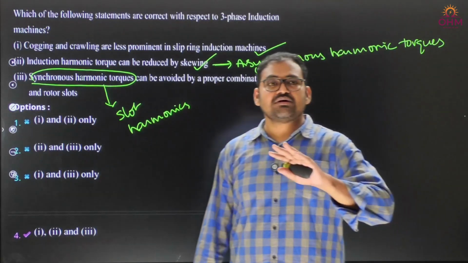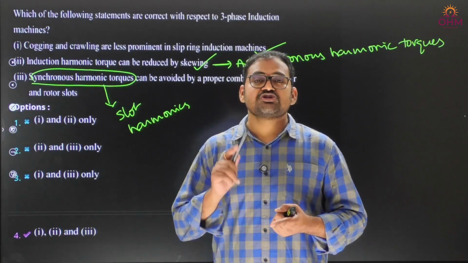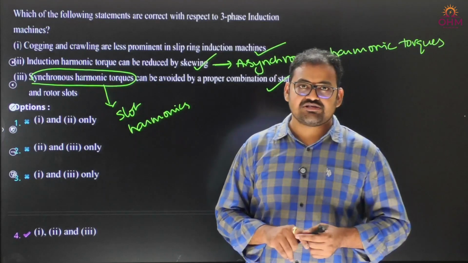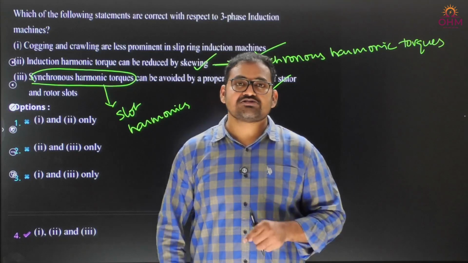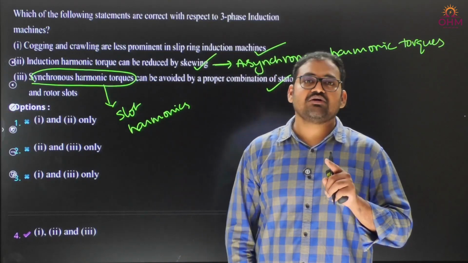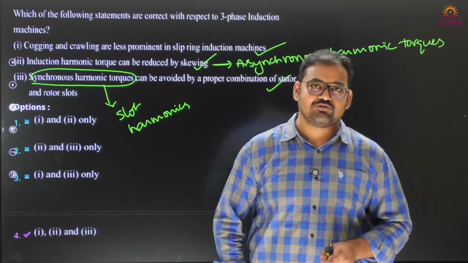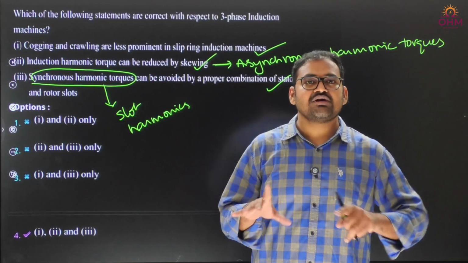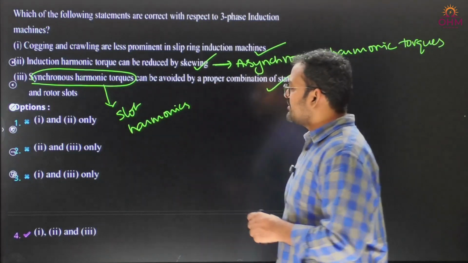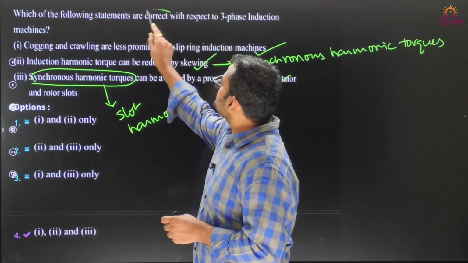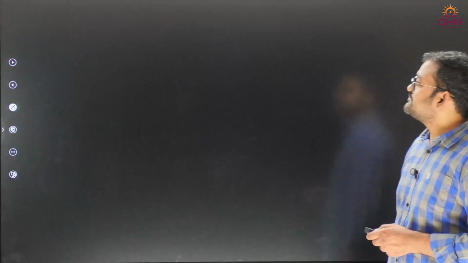Yes, what are the combinations we should never try in induction motor? Number of stator slots should never be equal to number of rotor slots. If slots are equal, cogging will come. Also, the difference between stator slots and rotor slots should never be equal to integral multiple of poles, and also the difference should not be equal to number of poles. If you avoid these designs, cogging and crawling phenomena can be avoided. Therefore, third statement is also correct. That means they are asking correct statements. That means 1, 2, 3, all three statements are correct.